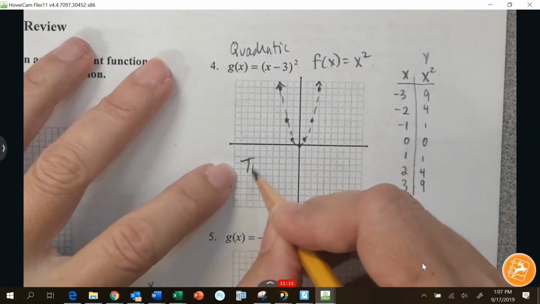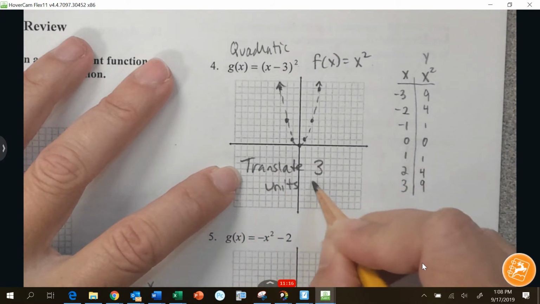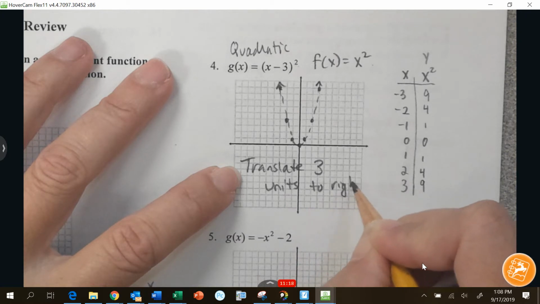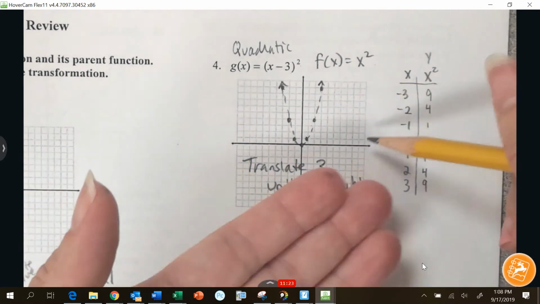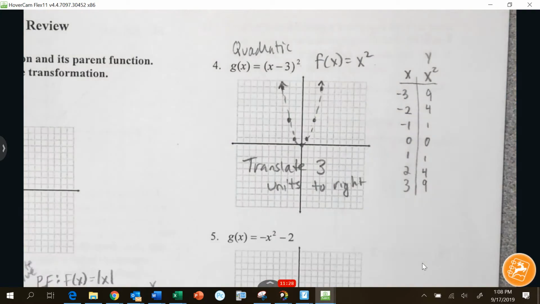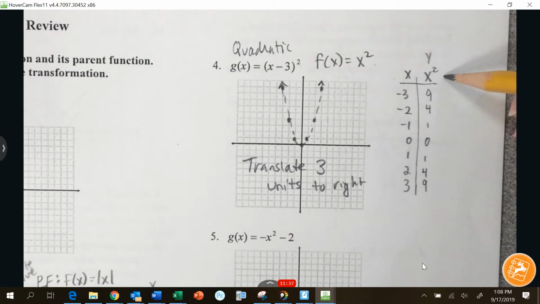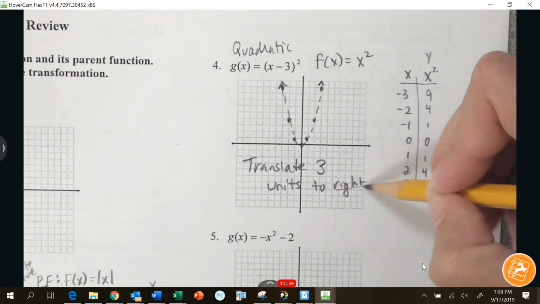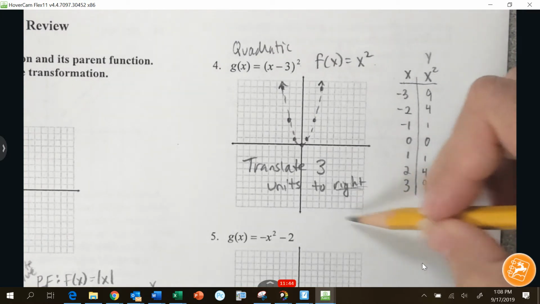So we will write down, translate 3 units to the right. And then you could literally take this entire thing and move it 3 units to the right, every point. You can do it that way. Or use a table. Either is fine. If you need to see the table, am I going to put the number on the x side or the y side? What is moving to the right? Is that x's or y's? Horizontal, is that x's or y's?